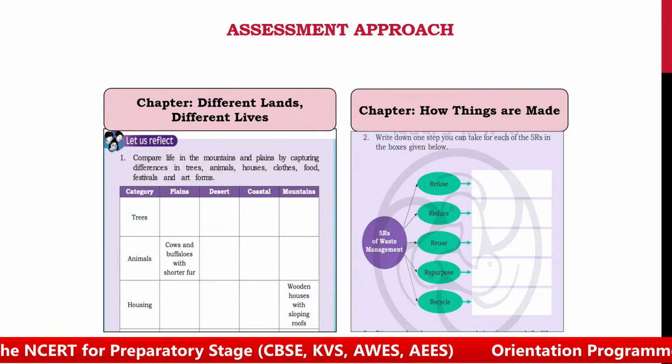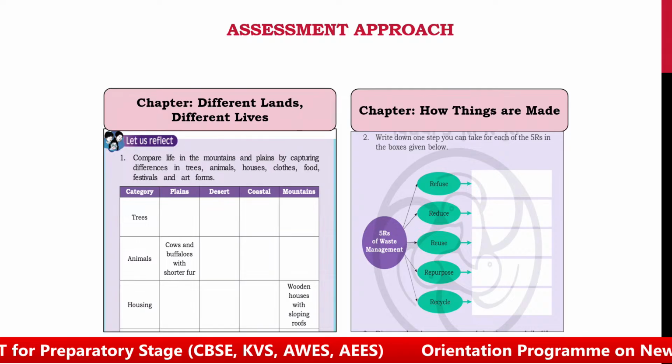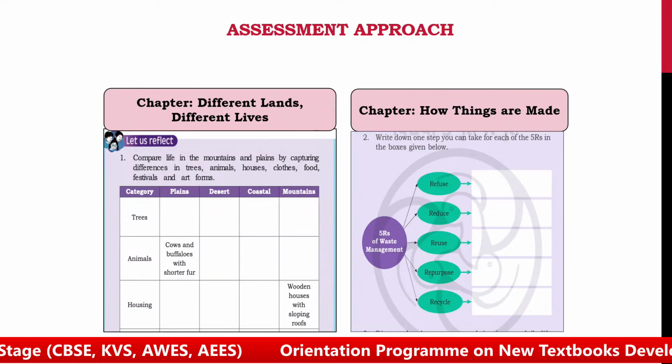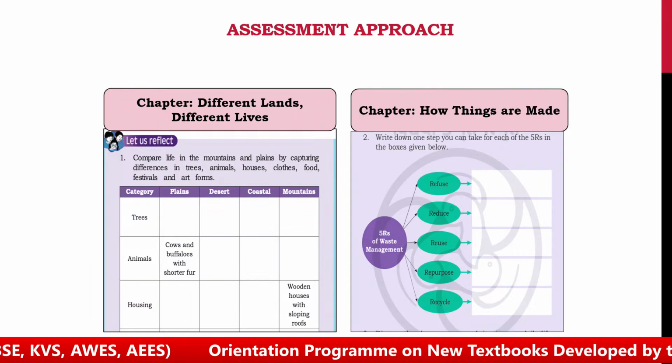For example, in the chapter Different Lands and Different Lives, different landforms have been explained, and then children come out with how the food and clothing are different, and they mark it in the table.